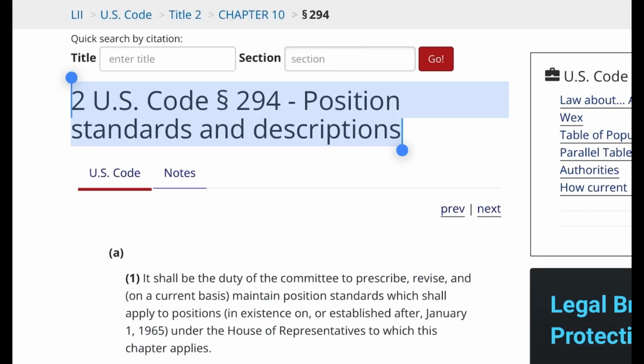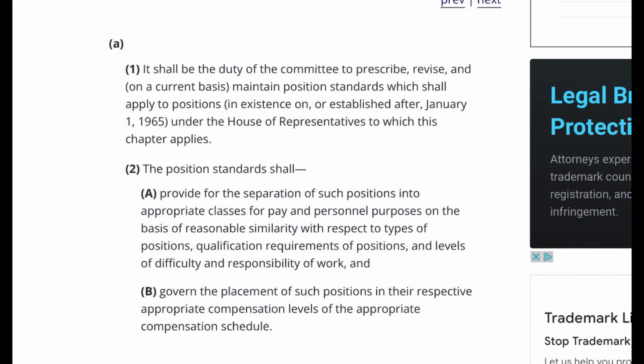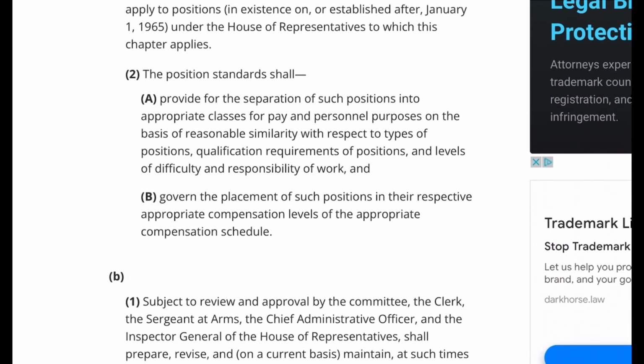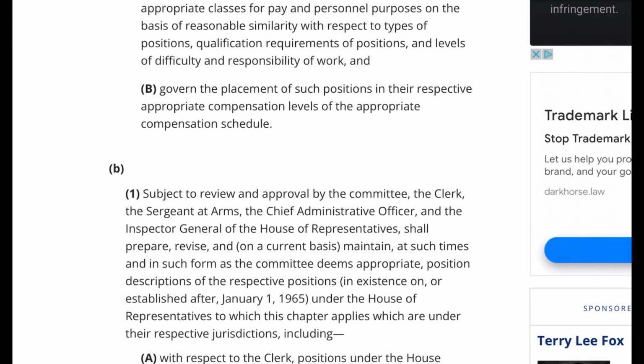2 U.S. Code Paragraph 294, Position Standards and Descriptions. A.1. It shall be the duty of the committee to prescribe, revise, and, on a current basis, maintain position standards which shall apply to positions in existence on, or established after, January 1, 1965 under the House of Representatives to which this chapter applies. 2. The position standards shall, a. provide for the separation of such positions into appropriate classes for pay and personnel purposes on the basis of reasonable similarity with respect to types of positions, qualification requirements of positions, and levels of difficulty and responsibility of work, and b. govern the placement of such positions in their respective appropriate compensation levels of the appropriate compensation schedule.